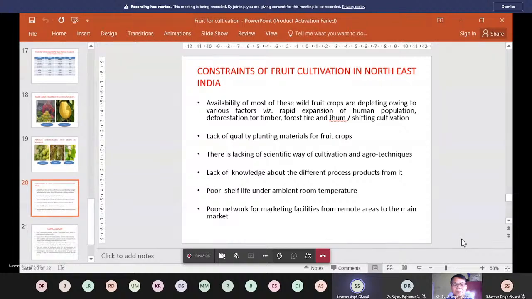Another major constraint is that we don't have facilities for processed products, and knowledge of how to make different products from underutilized fruit crops. Sterilization is also required. The fifth thing is poor shelf life. There is no proper cold storage facility in the northeastern part of India, including Manipur. In order to conserve the fruit for a long period of time, we need cold storage facilities. Last is the poor network facility for marketing from remote areas to the main market, which is another main problem for fruit crop cultivation in the northeastern part of India.